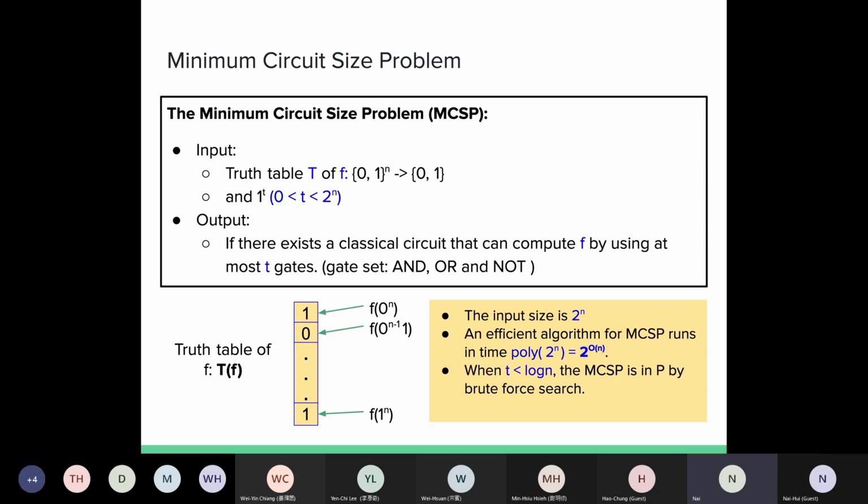Any question about the problem definition? So this is the classical MCSP, and later we will see how we generalize this problem to a quantum setting, with quantum inputs, and also consider quantum circuit complexity and so on.